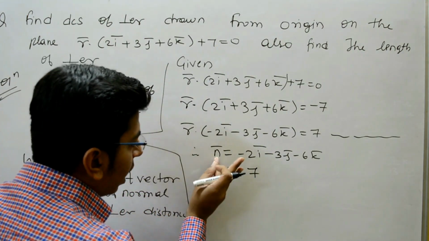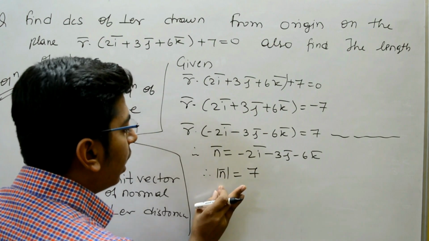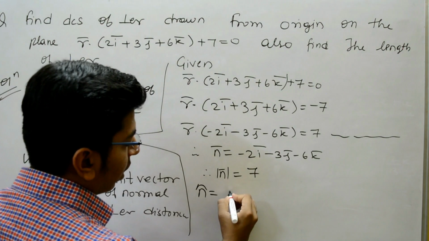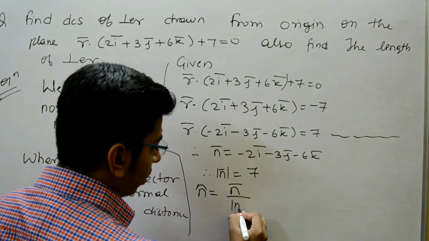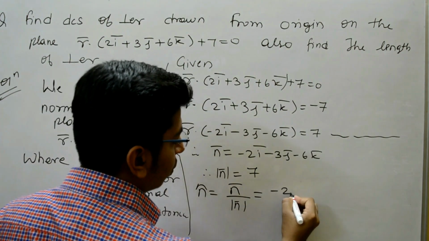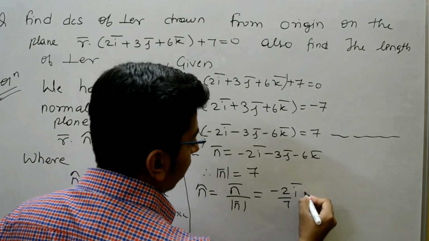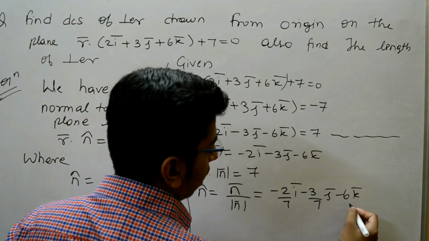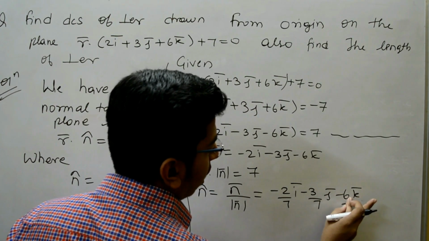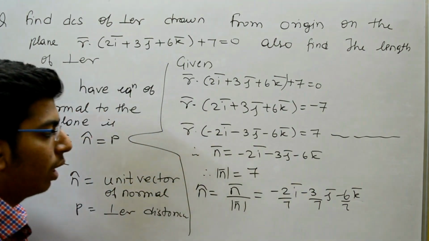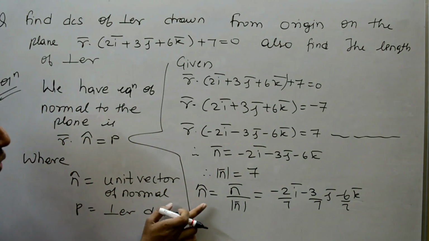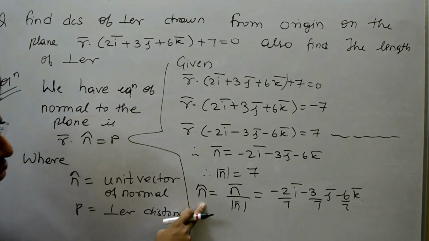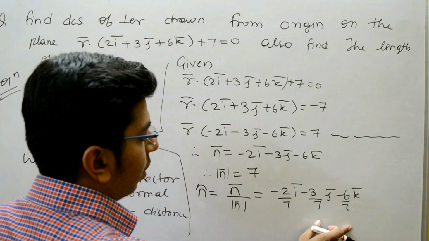So we have n bar, the magnitude of n bar, then n cap will be the vector upon its magnitude, that is equal to minus 2 by 7 i bar minus 3 by 7 j bar minus 6 by 7 k bar. This is the unit vector of the normal, that is n cap.